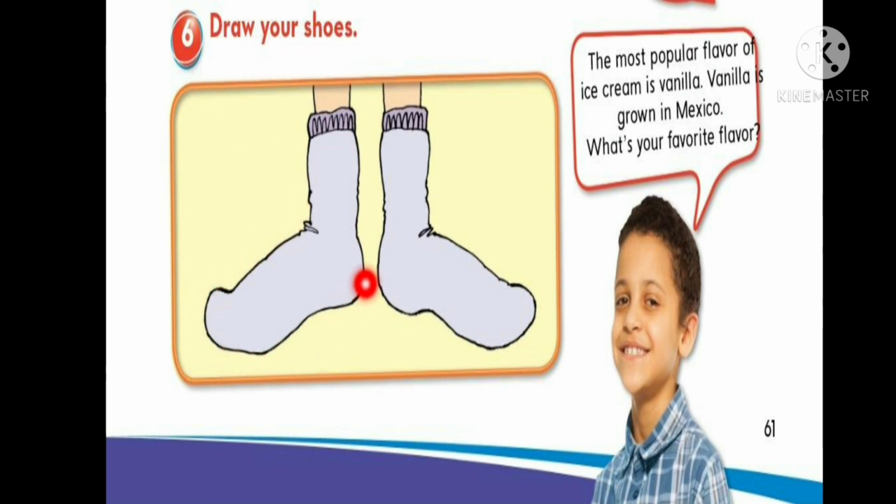So you need to draw a shoes from your design. Please send me your pictures. This is just like a homework. Just draw your shoes and send it to me.